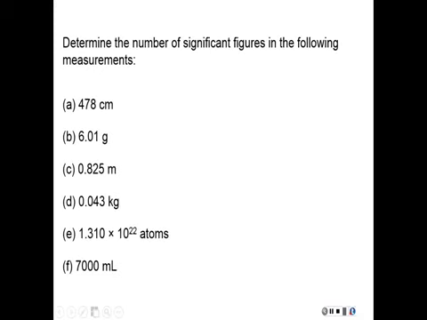So let's see how you would do here. You might want to pause this and write on a piece of paper how many significant figures you think are in these measurements. And then we'll come back and check it out.